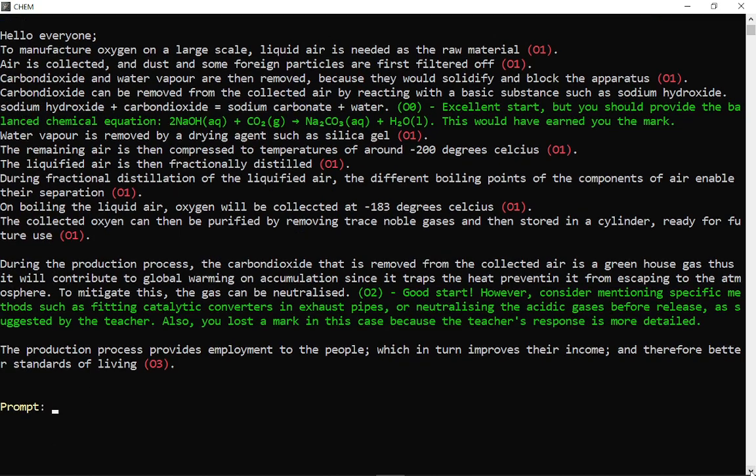Then during the production process, the carbon dioxide that is removed from the air is a greenhouse gas, so it will contribute. That was a good start, but I needed to mitigate in a better way, like using specific fitted catalytic converters on exhaust pipes, neutralizing the gas before it is released, as suggested by the teacher. I lost a mark in this case because the teacher's response is more detailed. And I now have a better understanding of this.